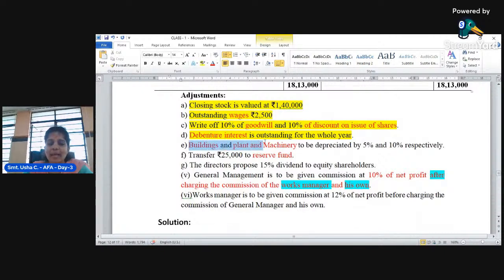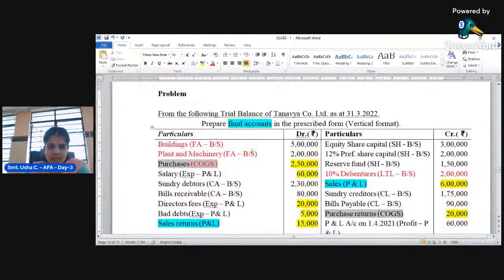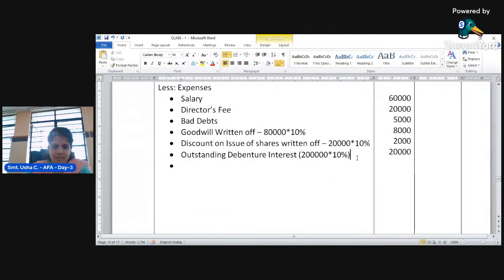Next item, building and plant and machinery are depreciated at 5 and 10%. Correct. So this 5 and 10% on building and plant and machinery is to be charged. First one, depreciation on buildings. Building item is 5 lakh into 5%. 5 lakh into 5% is 25,000. Then in the same manner, we need to charge for plant and machinery also.